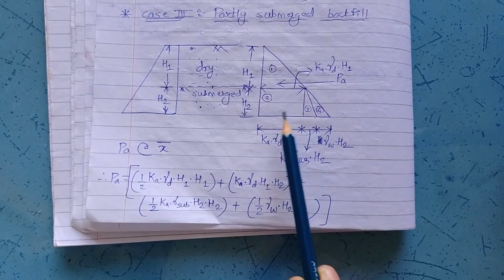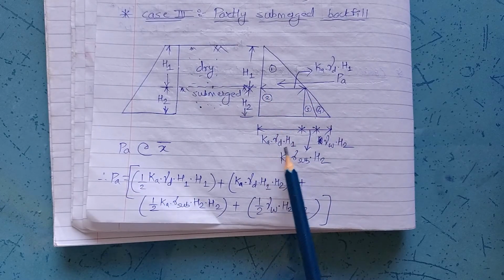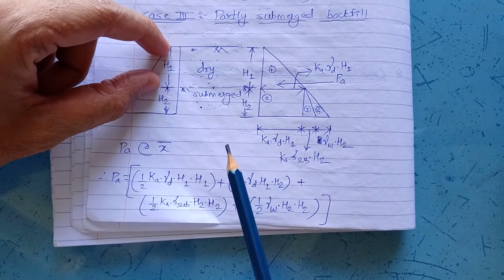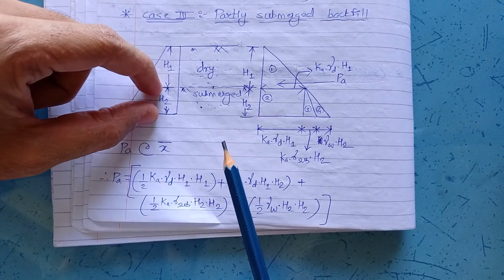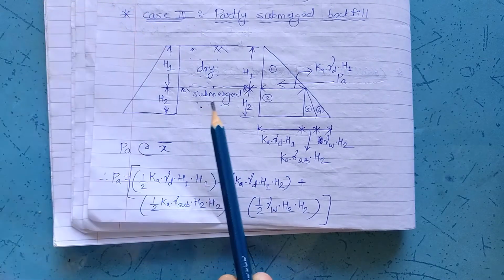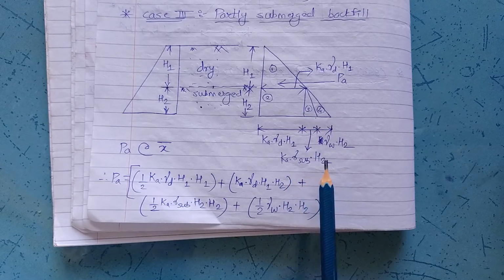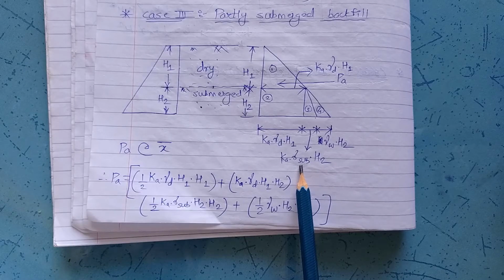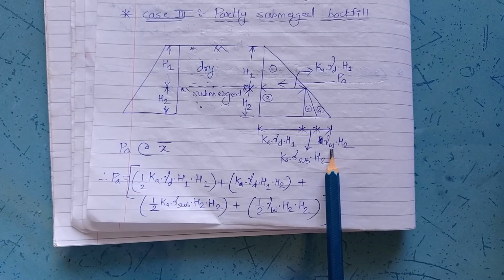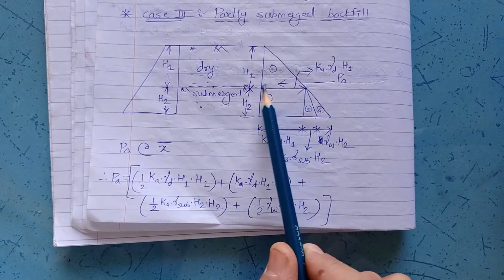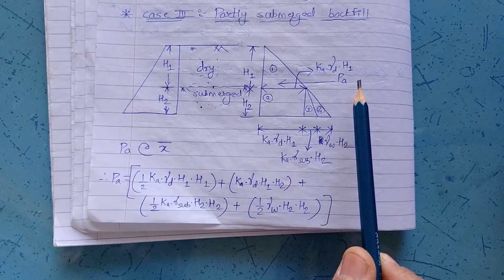The base for the first and second components will be Ka into gamma D into H1, where gamma D is the unit weight of dry soil, H1 is the depth up to which dry soil is filled or available, and H2 is the depth up to which submerged soil is available. The third component base will be Ka into gamma submerged into H2, unit weight of submerged soil, and the fourth component base will be gamma W into H2, where gamma W is the unit weight of water, and Pa will be acting in this direction.